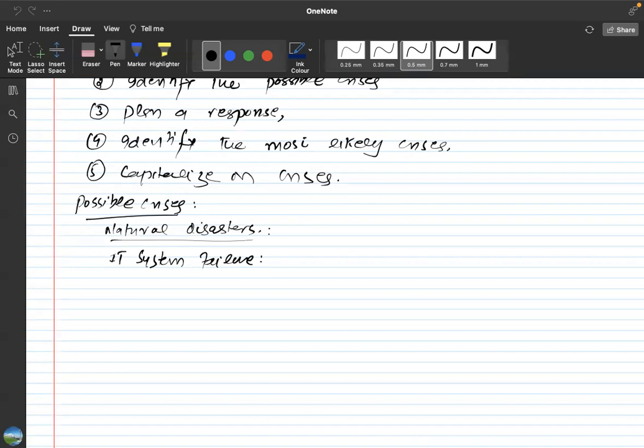And I have given you the example that they hire positive hackers, but this is one example of hacking that is called cyber attack in the business environment. But there might be some other IT system failures too.